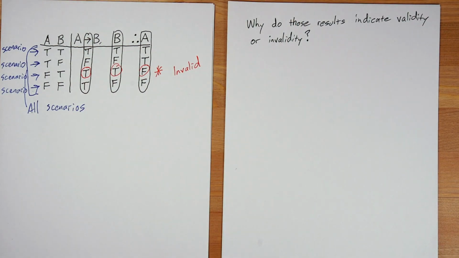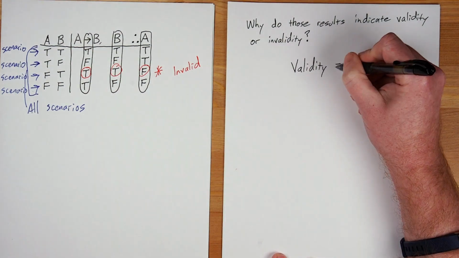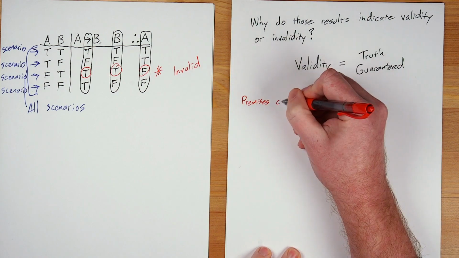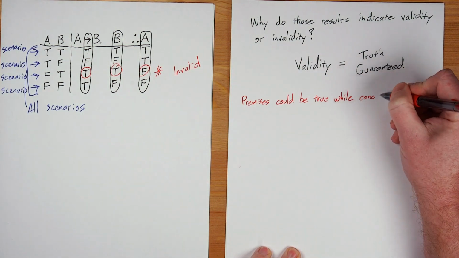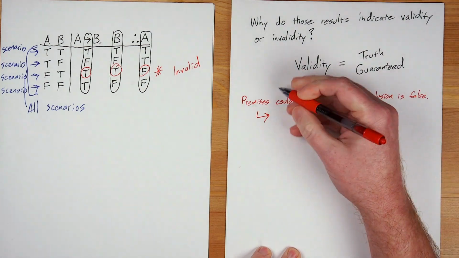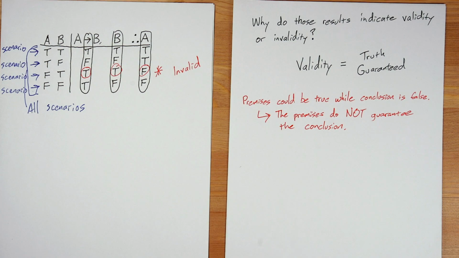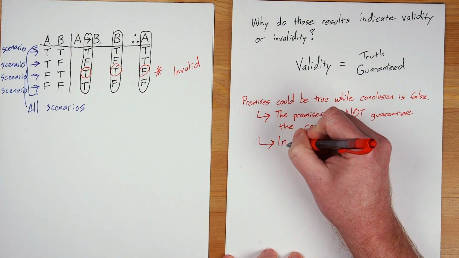Well, they indicate this because, remember, validity is about truth being guaranteed. If there is a possible scenario in which all the premises are true and the conclusion's false, then you know that your argument's premises don't guarantee your conclusion. In some scenarios, your conclusion might be true, but if there's just one scenario in which your premises are true and your conclusion's false, then you know that these premises don't guarantee your conclusion. So your argument is invalid.